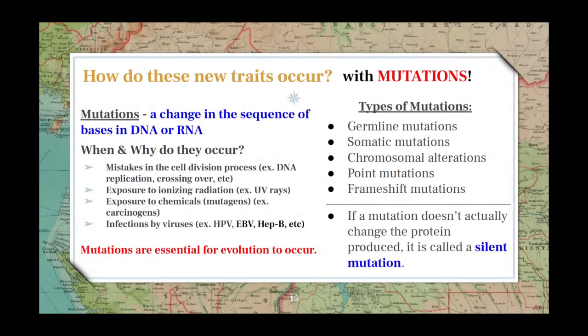So here's the thing. If a mutation doesn't actually change the protein produced, it's called a silent mutation. This, again, happens. And we see it. We talked about that when you have a change on just that third nucleotide, sometimes it doesn't change what protein's made. And as long as the same protein is made, then you're solid.